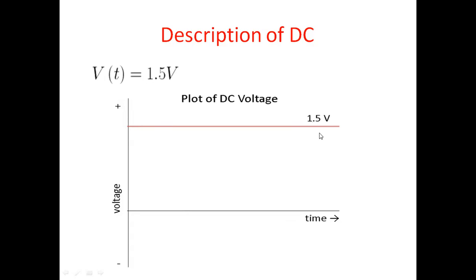It means that we can count on most DC sources to provide a constant voltage over time. But in practice, a battery will slowly lose its charge, meaning that the voltage will drop as the battery is used. For most purposes, we can assume the voltage is constant.